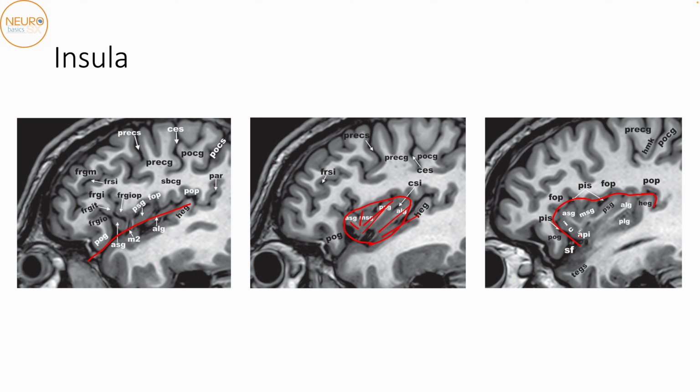You have the anterior, middle, and posterior short gyri, and then you have the anterior and the posterior long gyri. This structure over here is the Heschl's gyrus, coming out from the temporal lobe.